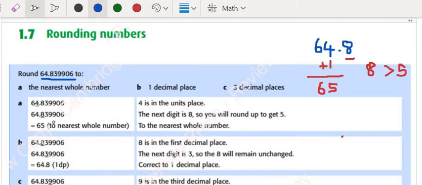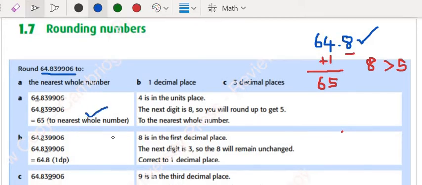To make it the nearest whole number, we have to see the first decimal place. So we take 64.8, and we have to see the first decimal value. Here the first decimal value is 8, which is greater than 5. So in that case we have to add 1 to the next digit which is before 8. So we add 4 with 1. We have 4 plus 1 gives 5, and the nearest whole number is 65. So we got the answer for A.